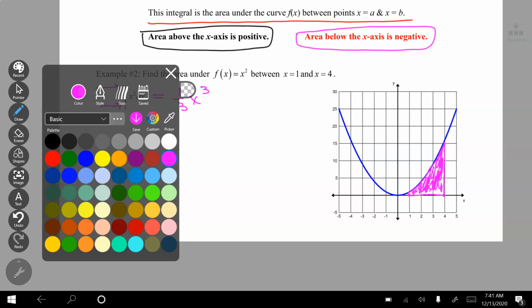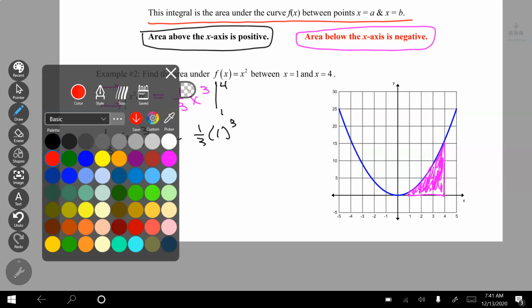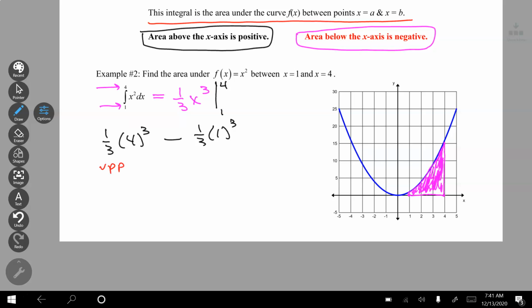What I do now is I make a vertical line, and I put the numbers 1 and 4. Okay? And 4 is the upper, 1 is the lower, and I'm always doing upper minus lower. So it's going to be 1/3 of 4 cubed minus 1/3 of 1 cubed, because I'm always doing upper limit minus lower limit.